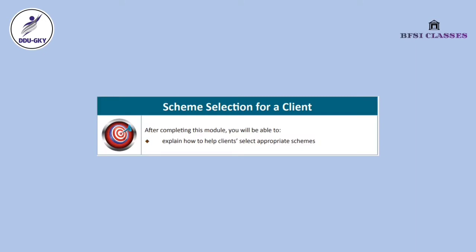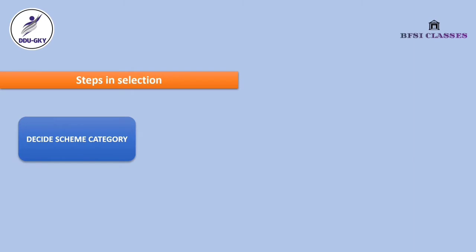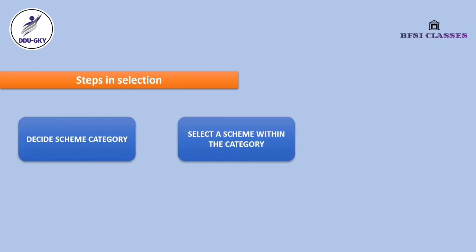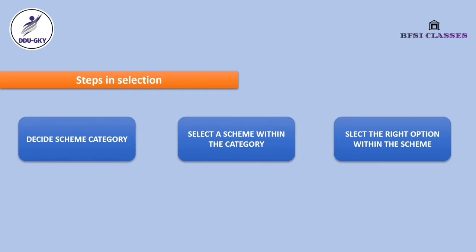After studying this module, you will be able to explain how to help clients select appropriate schemes. We are moving to the module now. The first topic is steps in selection of a scheme. We have three main steps in selecting a scheme. First, decide scheme category. Second, select a scheme within the category. Third, select the right option within the scheme.